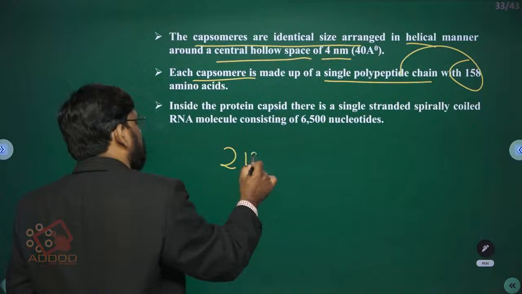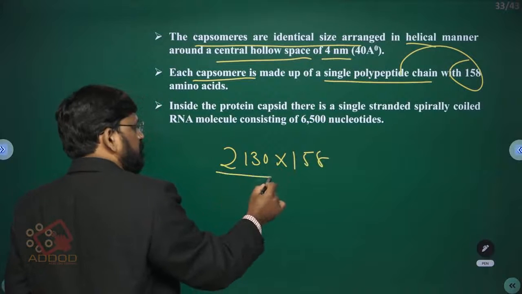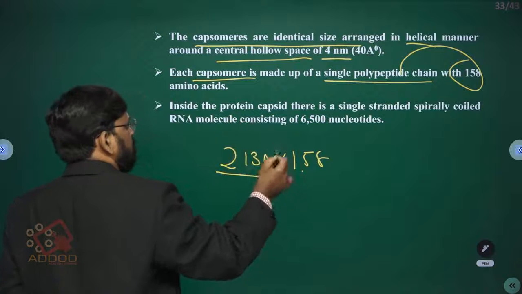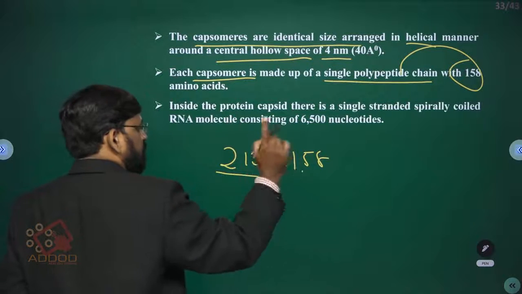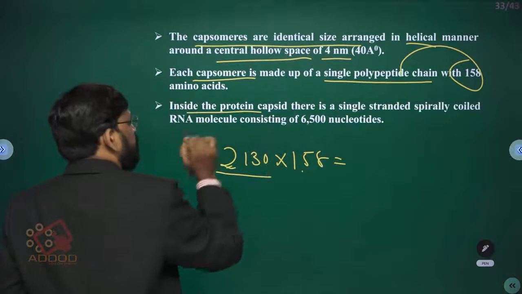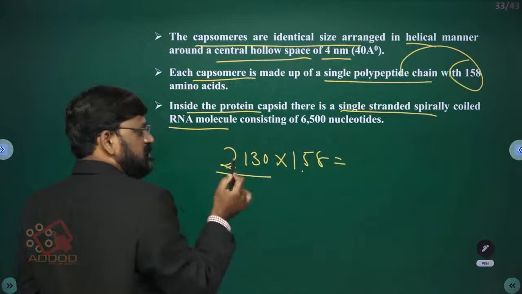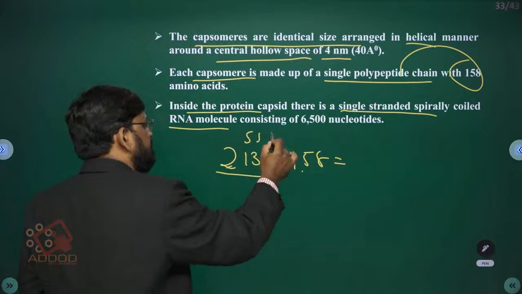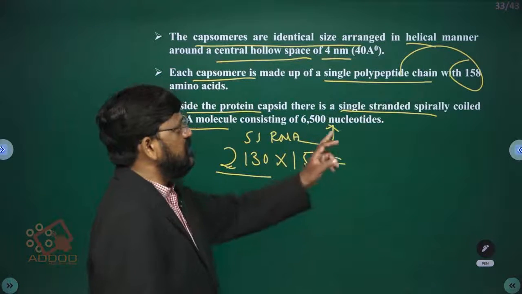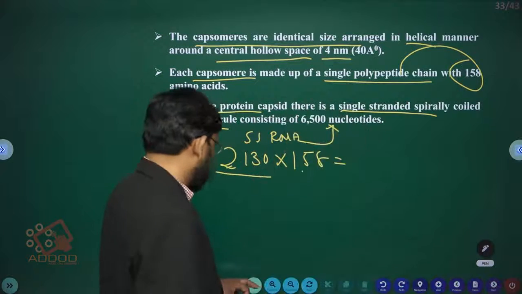If you want, you can count the total number of amino acids present in TMV by multiplying the total number of capsomeres, 2130, by the number of amino acids in one capsomere, 158. Inside the protein capsid, there is a single-stranded, spirally coiled RNA molecule. This single-strand RNA is the genetic material, made up of 6500 nucleotides. You should remember that.